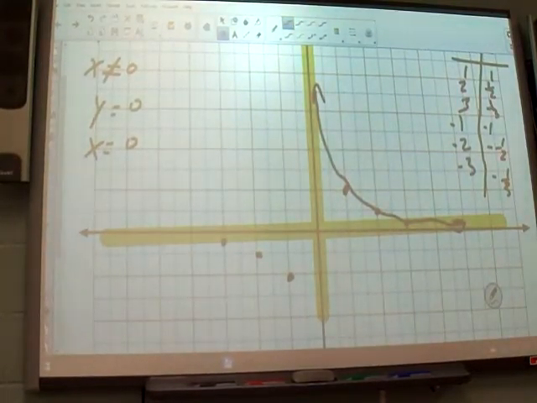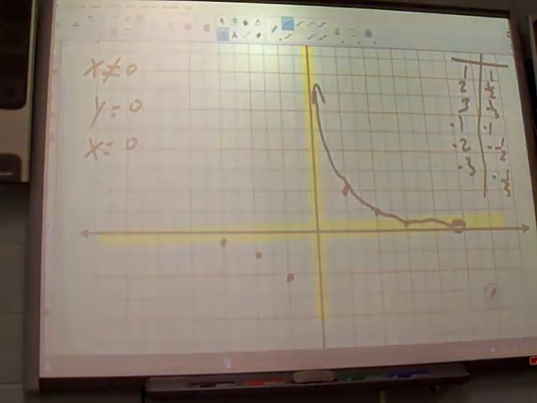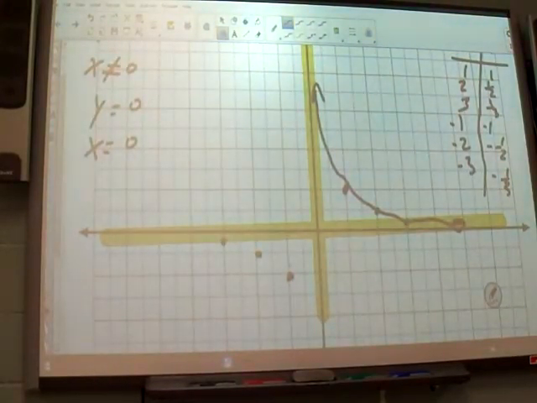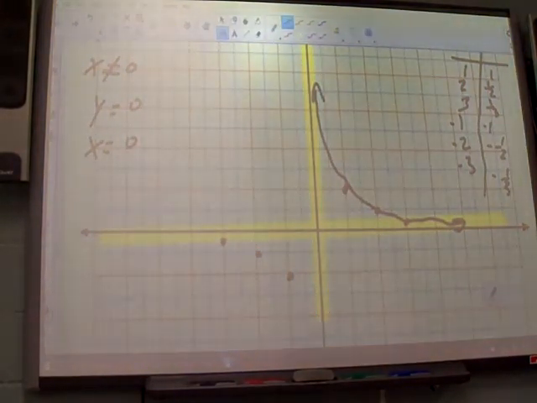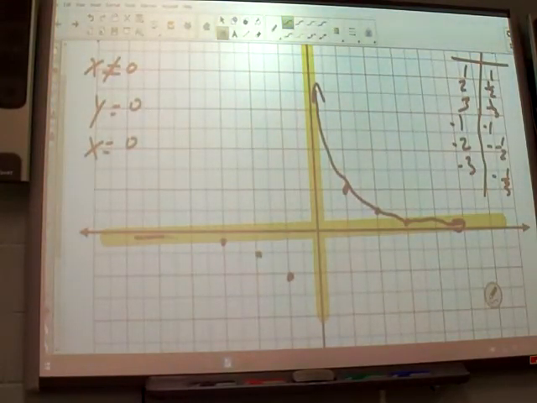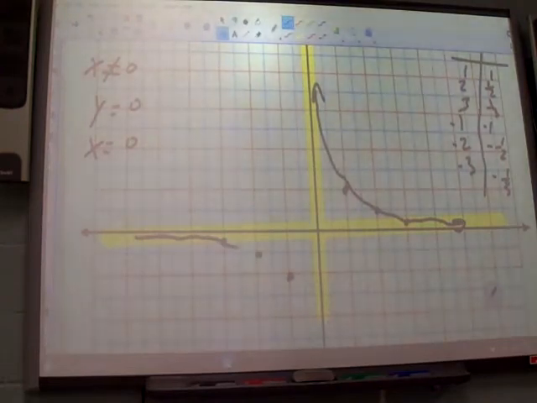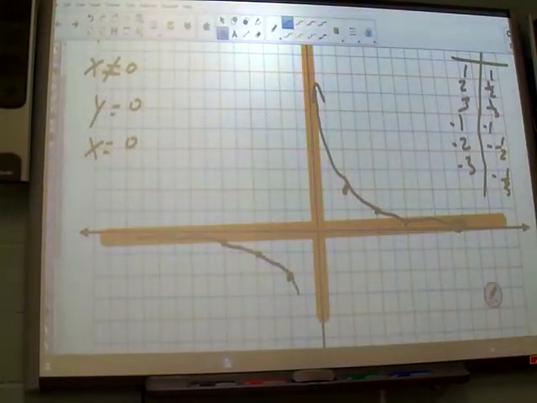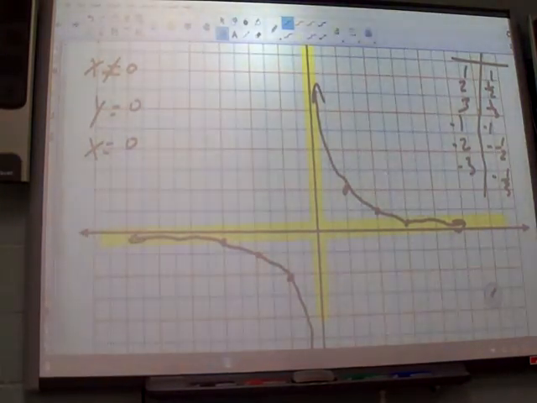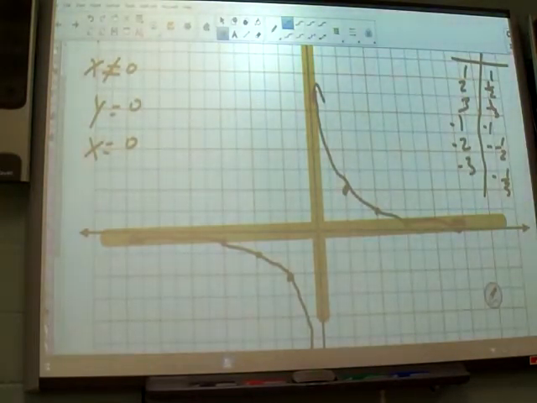Right here. I went left 1, down 1. That's that point. Left 2, down 1/2. That's that point. Left 3, down 1/3. That's that point. So they get closer and closer to the asymptote, but they don't touch it. There's your other branch. So there's your parent function of a hyperbola.